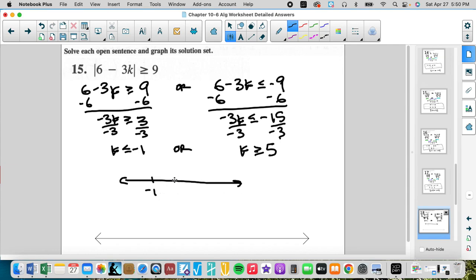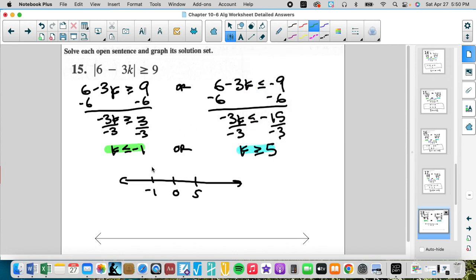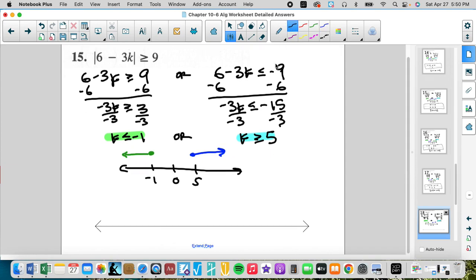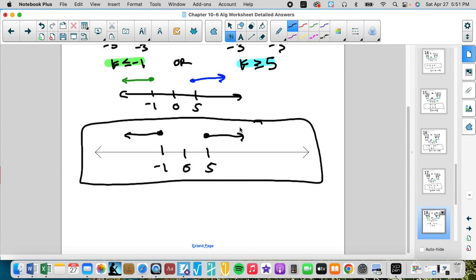Sketching. Negative 1, 0, 5. That in green, that in blue. Green looks like k is less than or equal to 1, closed circle going this way. K is greater than or equal to 5, closed circle going this way. Still no special tricky problems, nothing that is a 1% problem. These are your prototypical problems that should be very easy to graph and to write.